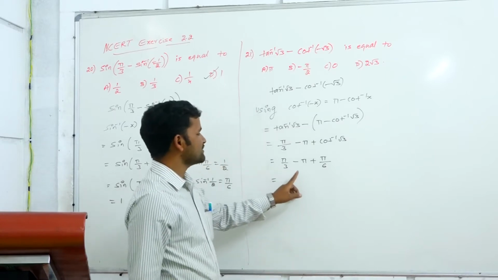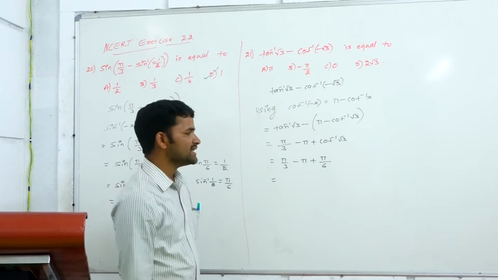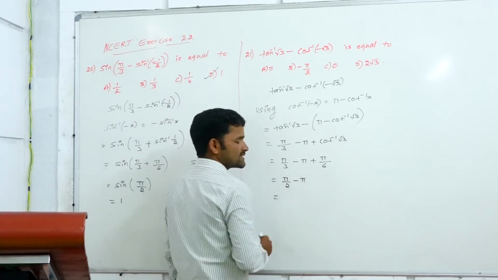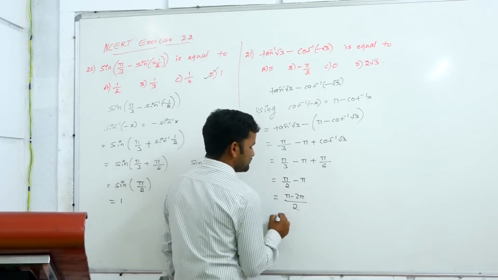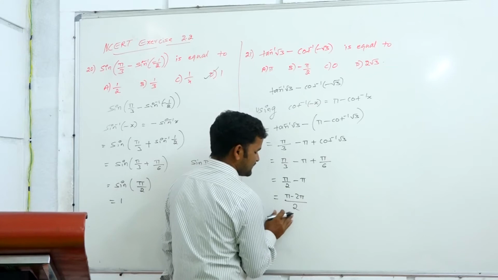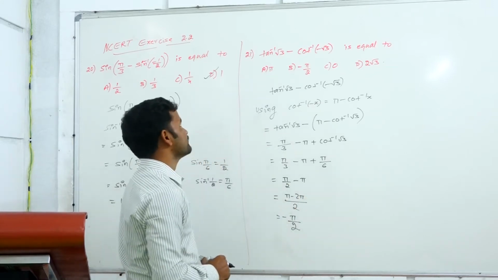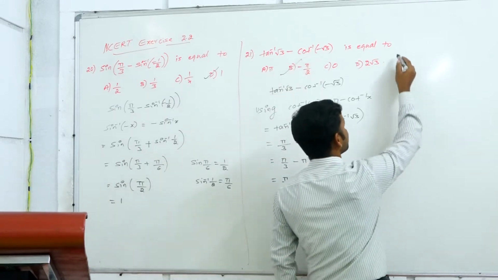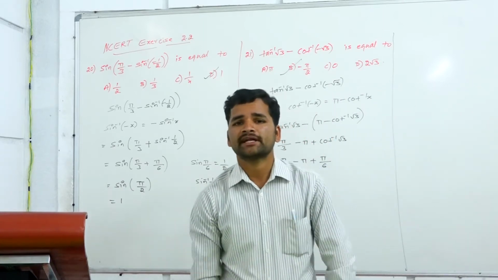See, pi by 3 plus pi by 6. 60 degree plus 30 degree is 90 degree. That is nothing but pi by 2 minus pi. Yes, you cross multiply. Pi minus 2 pi by 2. Pi minus 2 pi is minus pi. So, minus pi by 2 is the answer for this given question, that is B. With this, NCERT exercise 2.2 is completed.